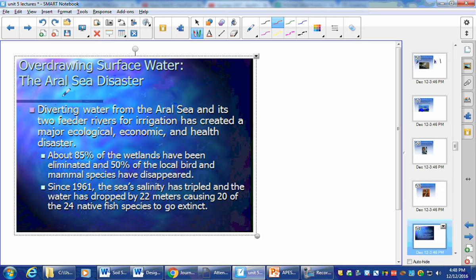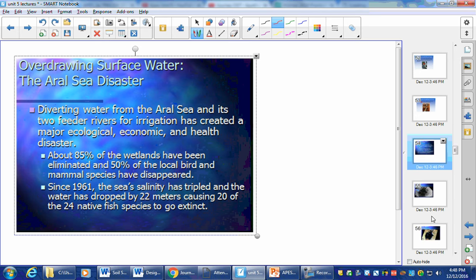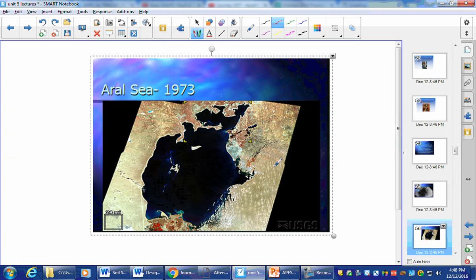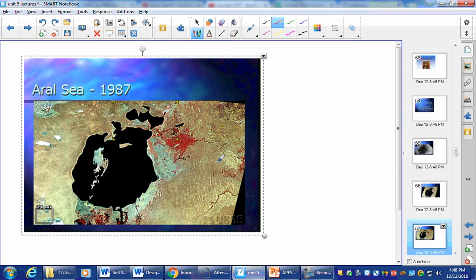Overdrawing surface water, the Aral Sea disaster. We kind of looked at this. I want you to see what they did here. They altered the sea. It's a really large lake in Russia. Look what happened here. So when they drained it out, you know, not all the nutrients went with it. So this is what it looked like in the 60s. As they drained it out into two streams, look what's happening to the water level up here. Watch, we're starting to see a big difference.